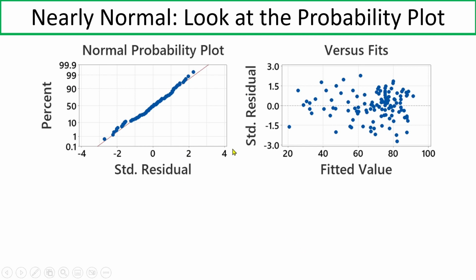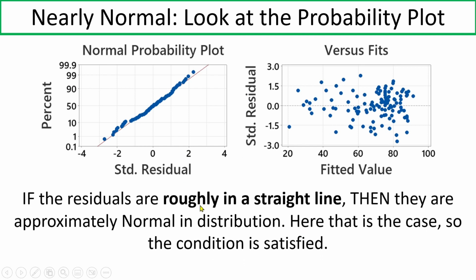And finally, for the nearly normal condition, we now look at the probability plot. All we need to check in that plot is whether the residuals are roughly in a straight line. If so, then they are approximately normal in distribution. Here, that is the case, and so the condition is satisfied. So that brings us to the end of our very last skill check.